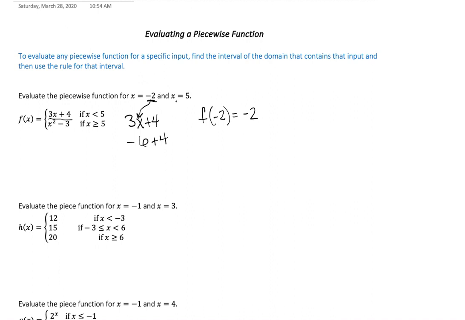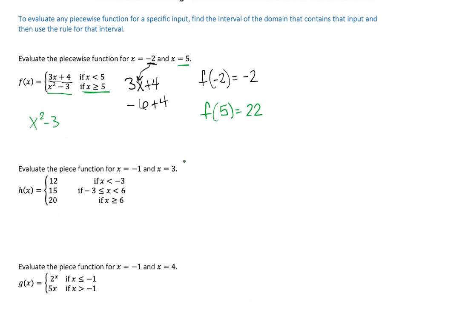Let's take a look at when x equals 5. If x equals 5, then I need to use this rule because it fits into this domain. So I have x squared minus 3, and I have to plug my 5 into that. So I have 5 squared minus 3, so I have 25 minus 3, so I have 22. So f of 5 equals 22. This just takes a little getting used to. It's not too bad.